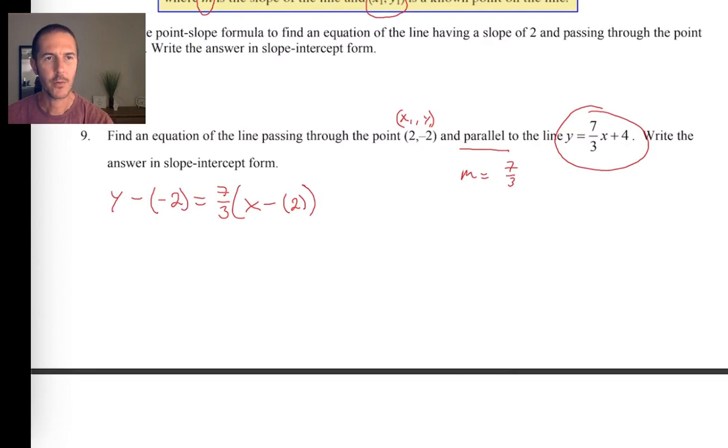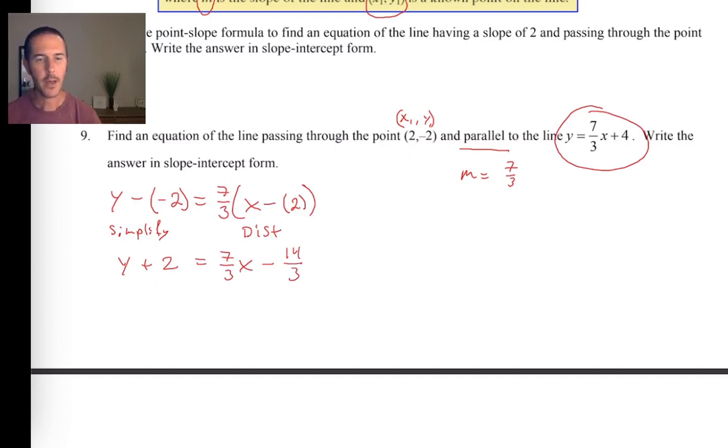I'm supposed to write my answer in slope-intercept form. For starters, I'm going to simplify on the left-hand side, and I will distribute on the right-hand side. DIST for distribute. The simplification on my left-hand side leaves me with y plus 2 equals, and when I distribute on the right-hand side, I get 7/3 x minus 14/3.